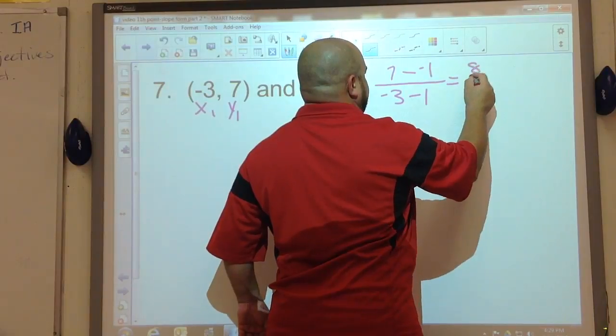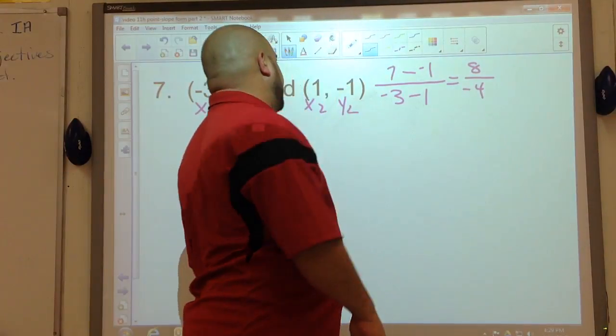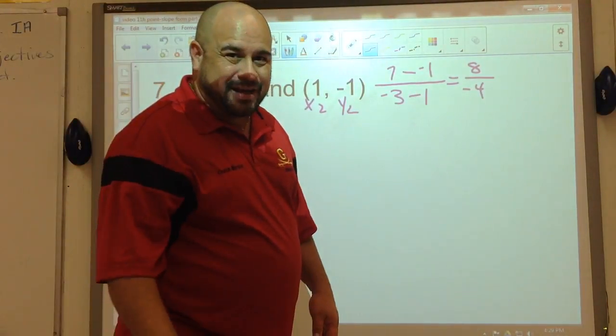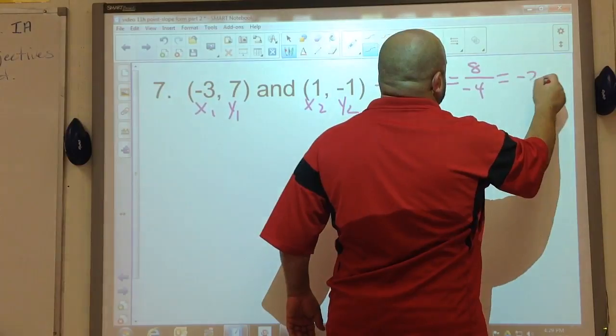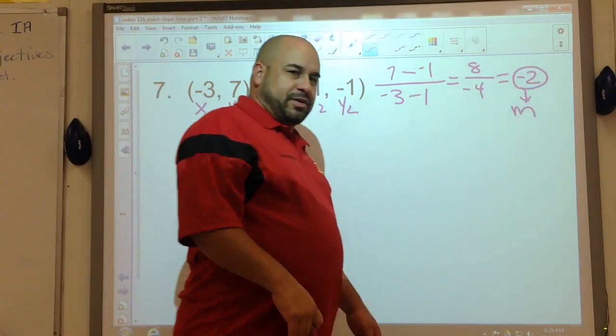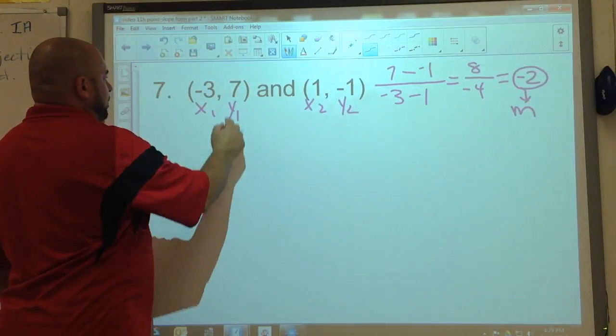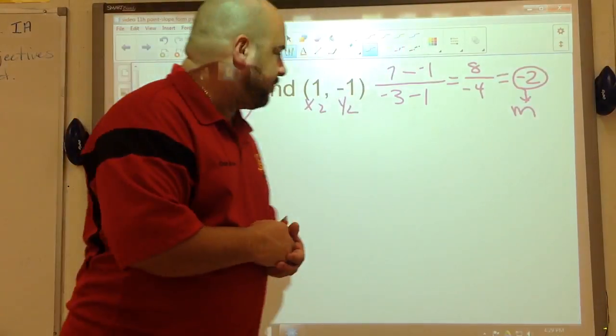Here you get 8 over negative 4. And so what is 8 divided by negative 4? I believe it's negative 2. So you want to simplify your slope as much as possible. Okay? Now let's use the slope, and let's use our first point and put it in point-slope form.